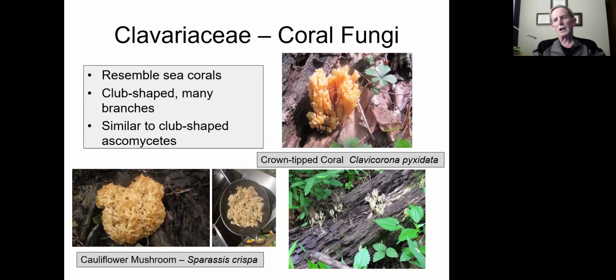The surface of the fungus on which the spores are produced is called the hymenium. So you're trying to spread out the hymenium with as much surface area as you possibly can. So that's what coral fungi do. The most common one is this crown-tipped coral. And that's the edible one. It's called the cauliflower mushroom, which is a coral fungus, but it's kind of deceptive, as are many fungi, by the way.